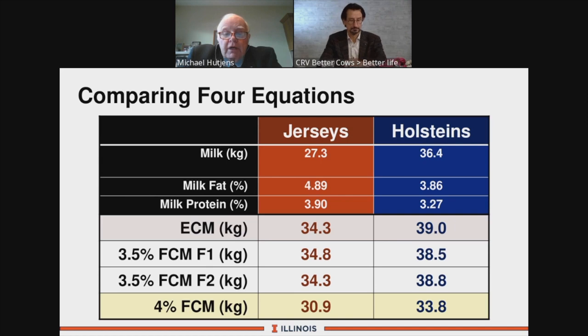Energy corrected milk, 3.5 with Formula 1, and that's the one we tend to use. 3.5 with Formula number 2, and then, of course, 4% fat corrected milk is the fourth one. And the point is that you can see that the first three generate just about identical numbers. So unless you go to 4% fat corrected milk, then my guidelines will fit very nicely for you, but be wide awake on that, because some firms, some researchers may use 4% corrected milk or energy corrected milk in their calculation.